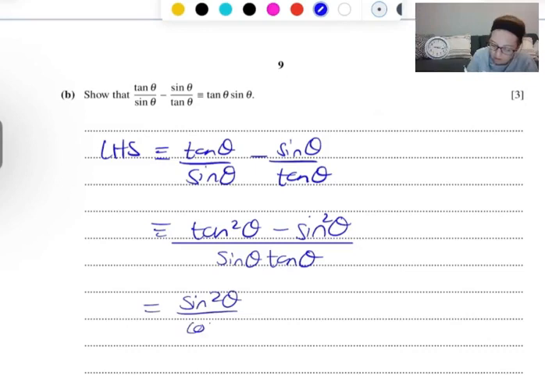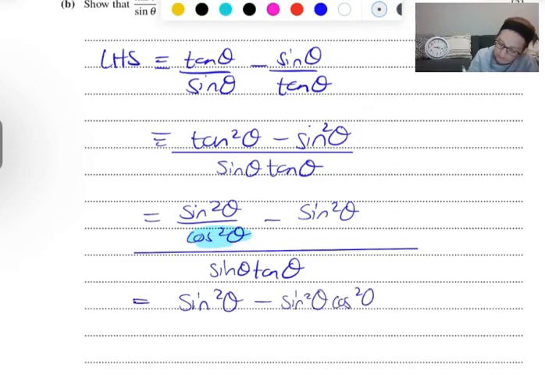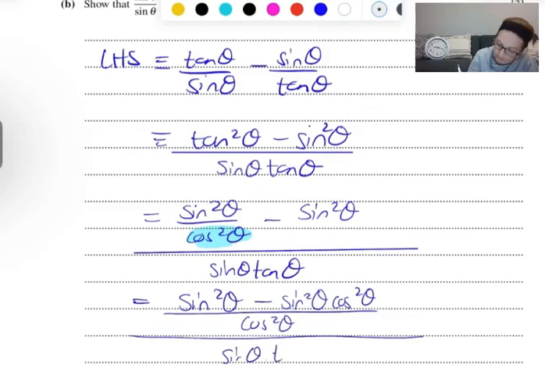Sine squared theta minus sine squared theta. Whenever I do fractions that get a bit messy, I make a very big line just to know what's on my numerator and what's my denominator. Okay, what I'm going to do now is find a common denominator in my numerator. So that's sine squared theta, and then this becomes sine squared theta cos squared theta, all over cos squared theta, all over sine theta and theta.